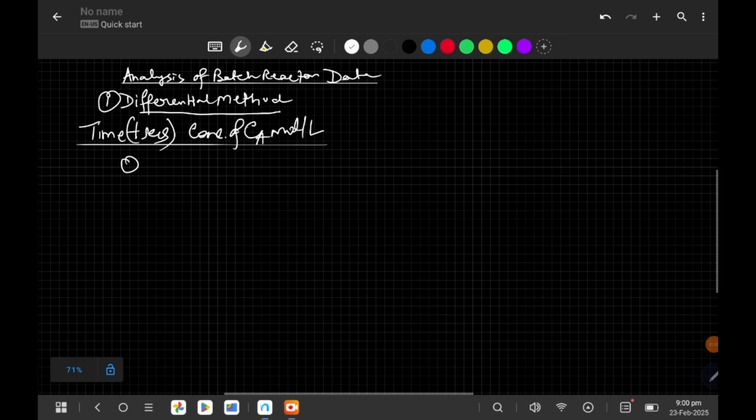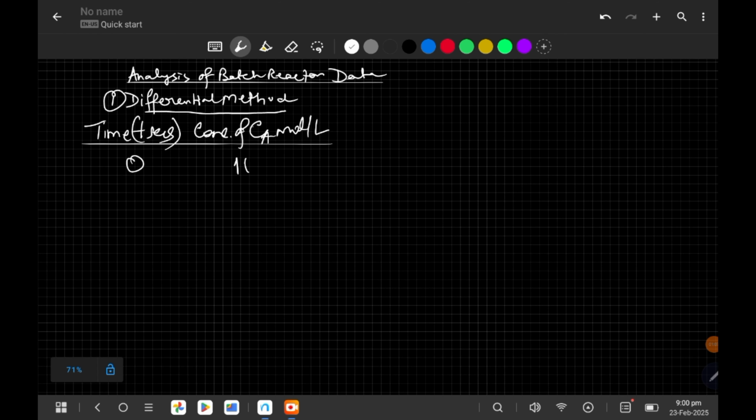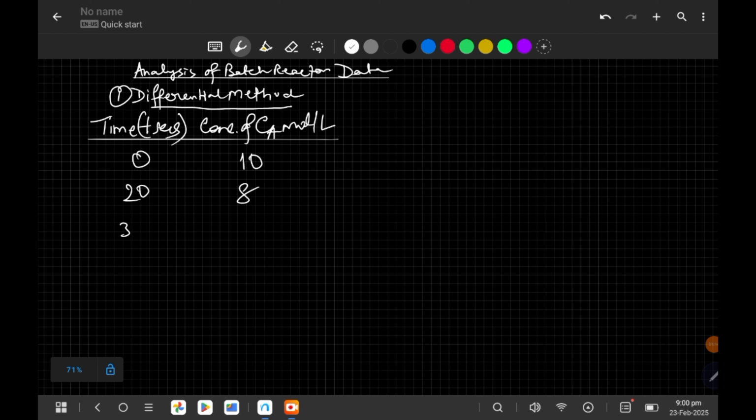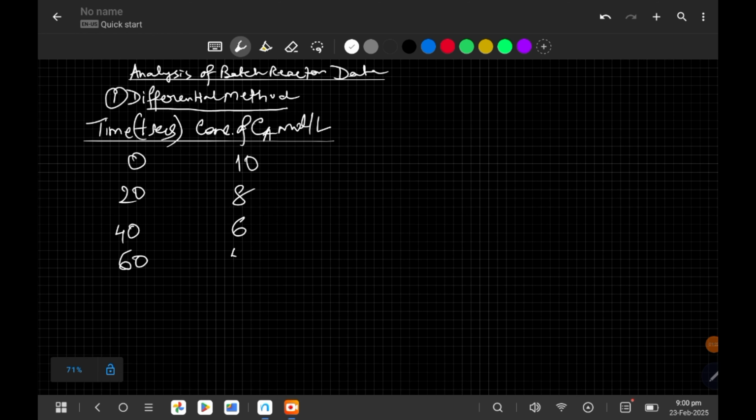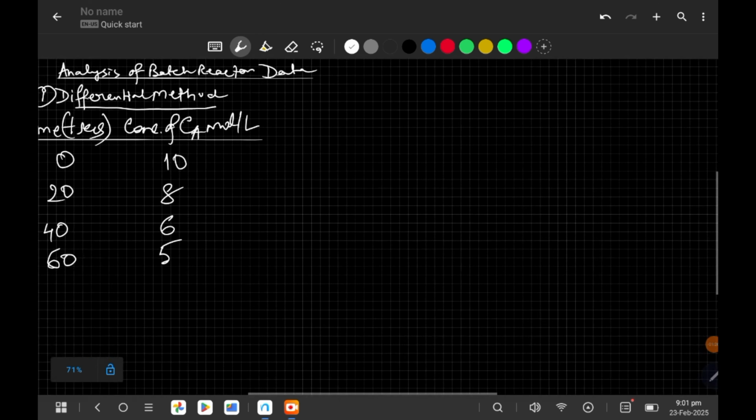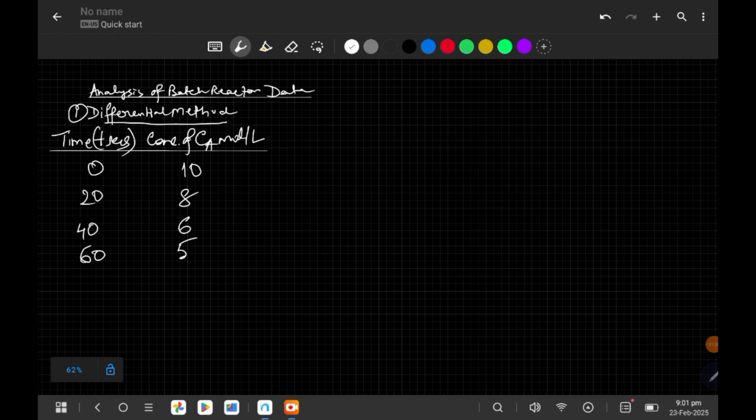So at time t equal to 0 you have concentration which is 10. At time t equal to 20 you have the concentration which is 8. At time t equal to 40 you have the concentration which is 6. At time t equal to 60 you have concentration which is 5. Suppose you have like this. So let's take another point. Suppose at t equal to 120 seconds you have concentration which is 3. Okay, so you have these data points.